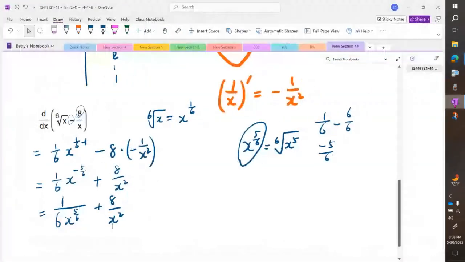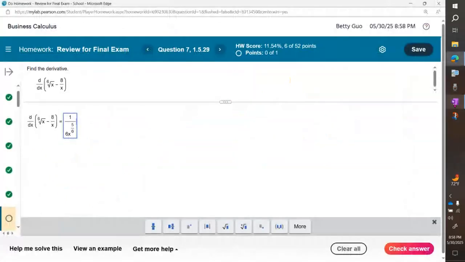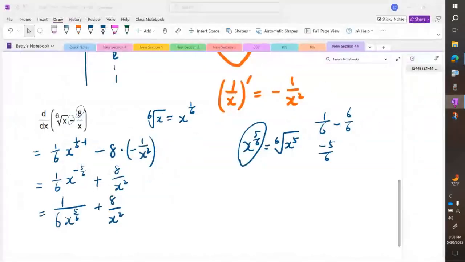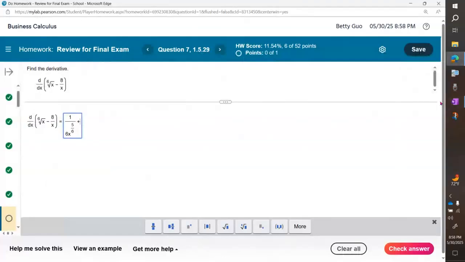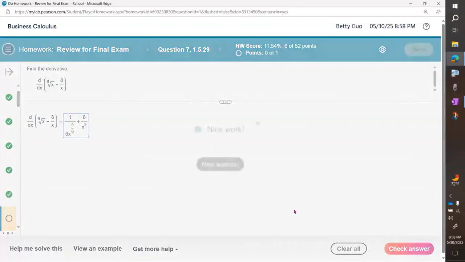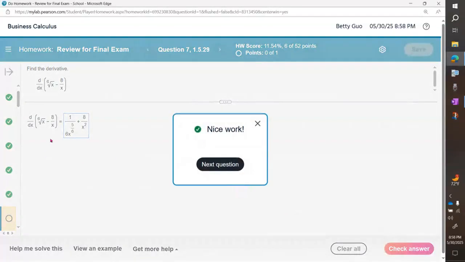And that's the first part. Double check. And plus 8 over x squared. It works. So that means we do not have to write x to the power of 5 over 6 as the 6th root of x to the power of 5. This is good enough.